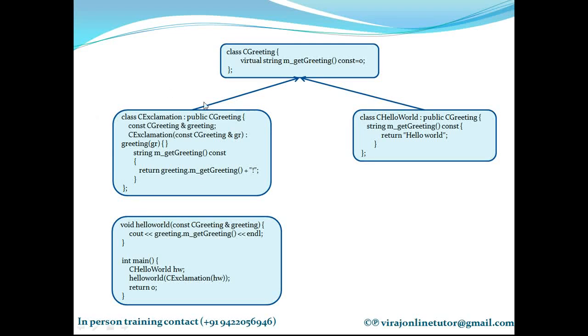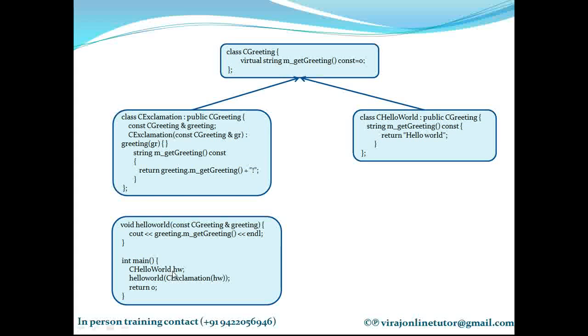Then you have a decorator defined here which is inheriting from CGreeting and which also contains CGreeting. If you just remember this one point, you are done with the decorator pattern. You have to inherit and contain the object of the same class. So I am inheriting from CGreeting and I am containing the object of CGreeting. In the constructor, I am getting one CGreeting object and I am setting it to this object. And what am I doing in getGreeting? I am calling the getGreeting function of this object plus I am adding the exclamation at runtime.